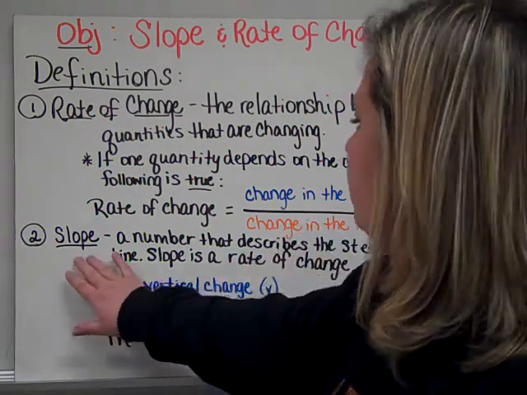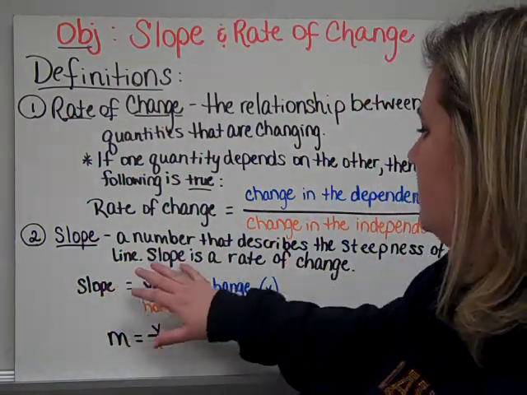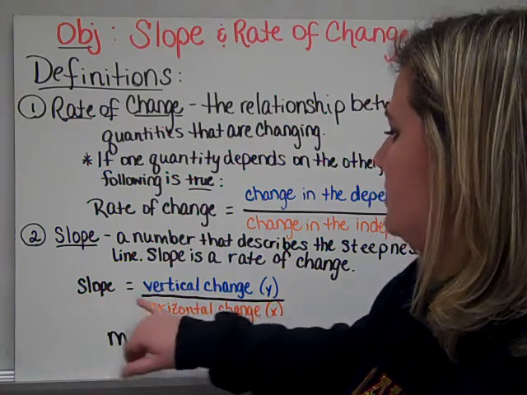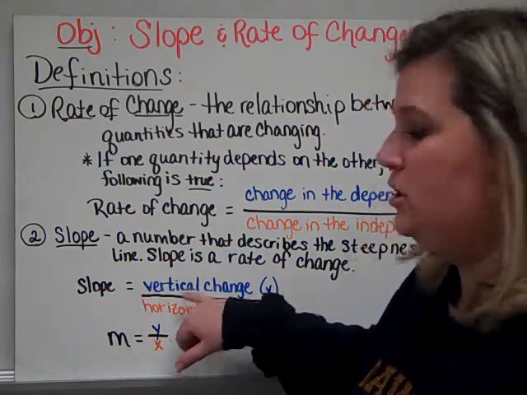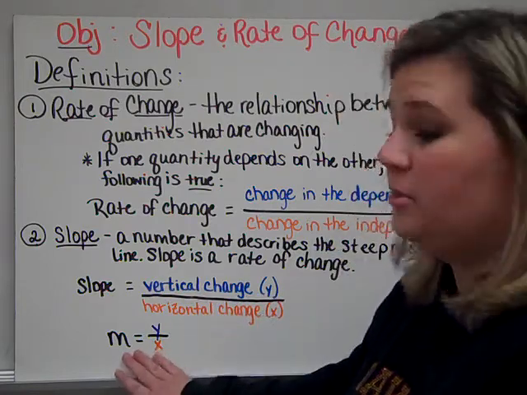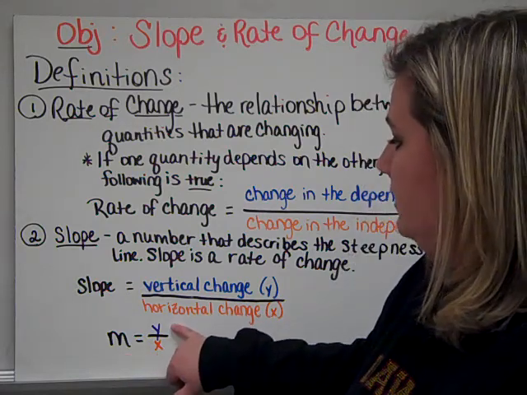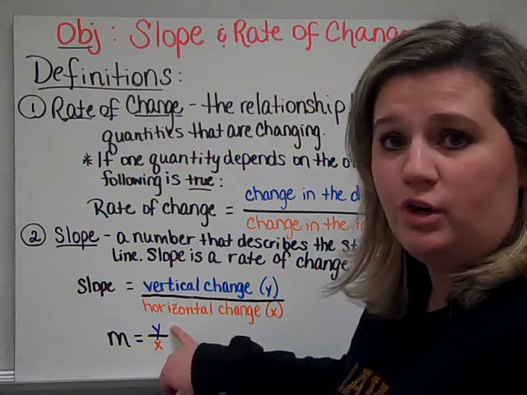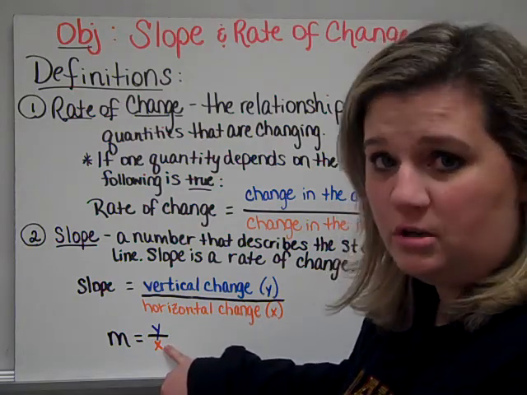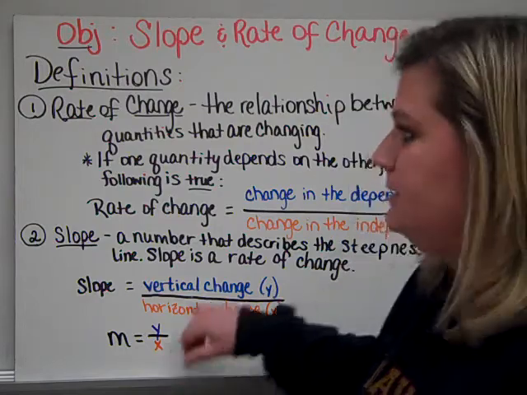Number 2, slope. A number that describes the steepness of a line. Slope is a rate of change. Okay, so when we're talking about slope, we're always talking about the vertical change to the horizontal change. And let's talk about that in variable terms. M is what we're going to use for slope, and Y is going to represent our vertical change, and X is going to represent our horizontal change. I mean your Y coordinates, your X coordinates.